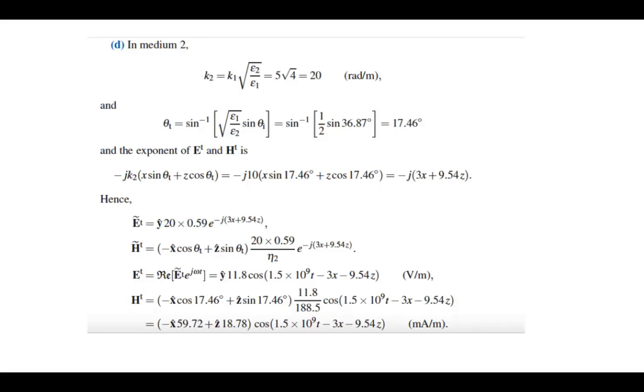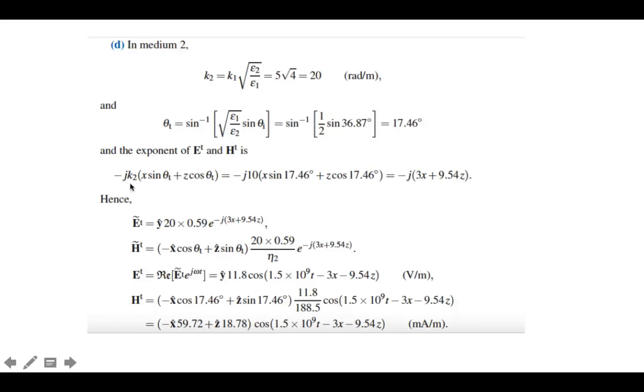We also need to calculate the angle of the transmitted wave. So we do that once again using Snell's law, and once again he's combined a few steps. So that ends up being 17.46 degrees.